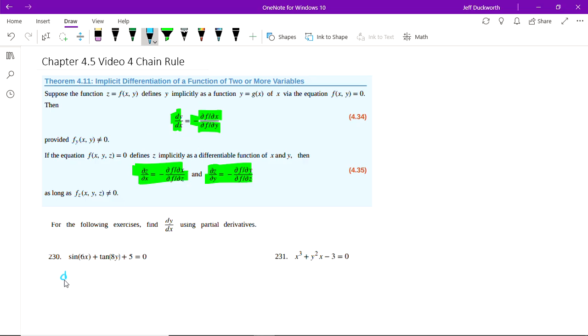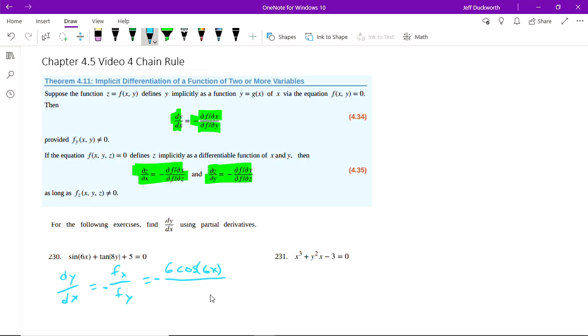So we're looking for dy dx, and that equals essentially fx, which is the derivative of f with respect to x, over fy, and that's all negative. All right, so the derivative of this with respect to x, well, the derivative of sine of 6x is 6 cosine of 6x. The derivative of the tangent 8y plus 5, it's all a big constant, so that's 0, so we leave that alone. Sorry, we need the negative out here.